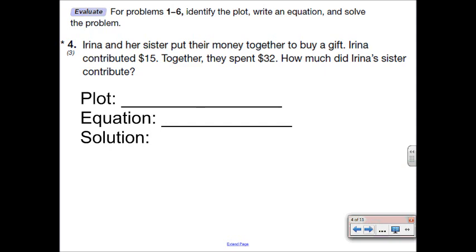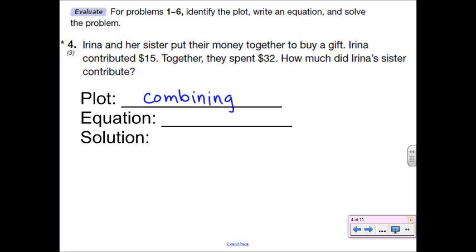Irina and her sister put their money together to buy a gift. Irina contributed $15. Together, they spent $32. How much did Irina's sister contribute? So this one's a combining one. They put their money together. That's your clue. So our plot is combining.